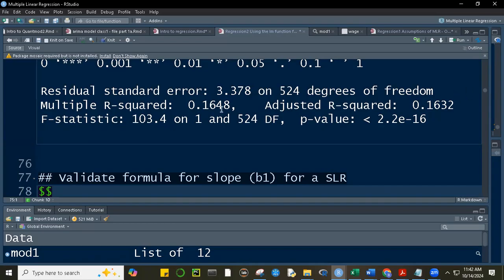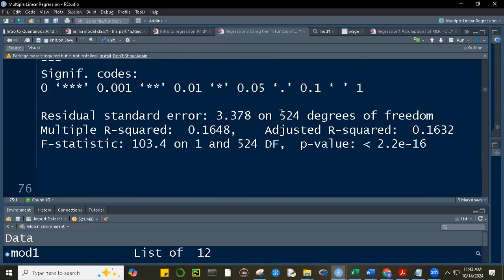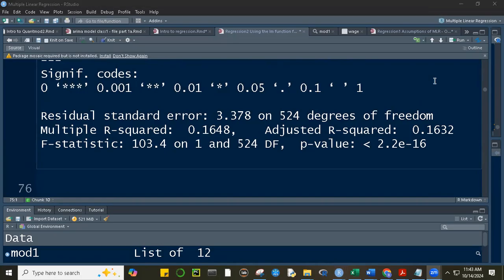this, no? The residual standard error is 3.378 on 524 degrees of freedom. So where did this 524 degrees of freedom come from? The formula, class, to compute for the degrees of freedom is df, degree of freedom, is equal to n minus k minus 1.